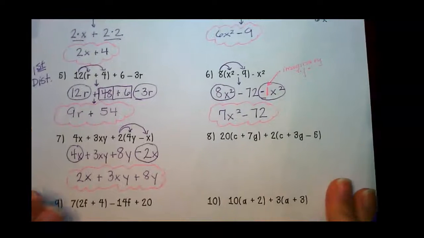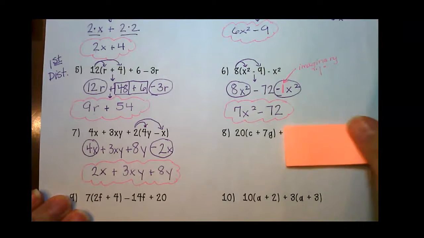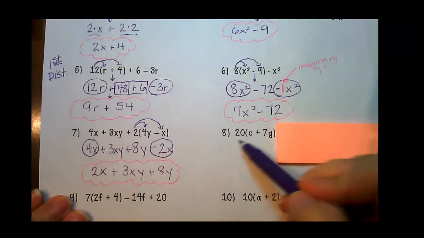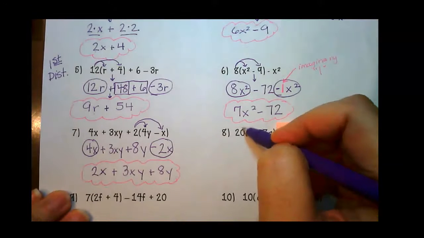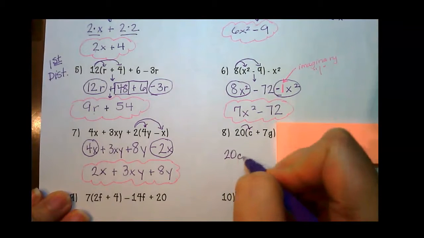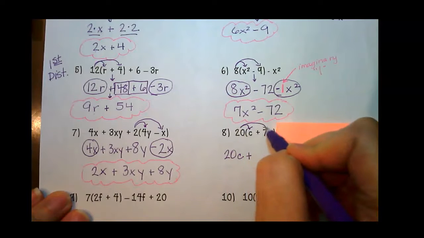All right, I wanted to do number 8 with you because it's kind of intimidating. It's really long. But guys, just take it one step at a time. You don't even need to look at this part yet. Okay? Look inside your parentheses. Can we combine those? Nope, you cannot. So that tells us we're going to go ahead and distribute. Do 20 times C. Bring down your plus. And then 20 times 7G.